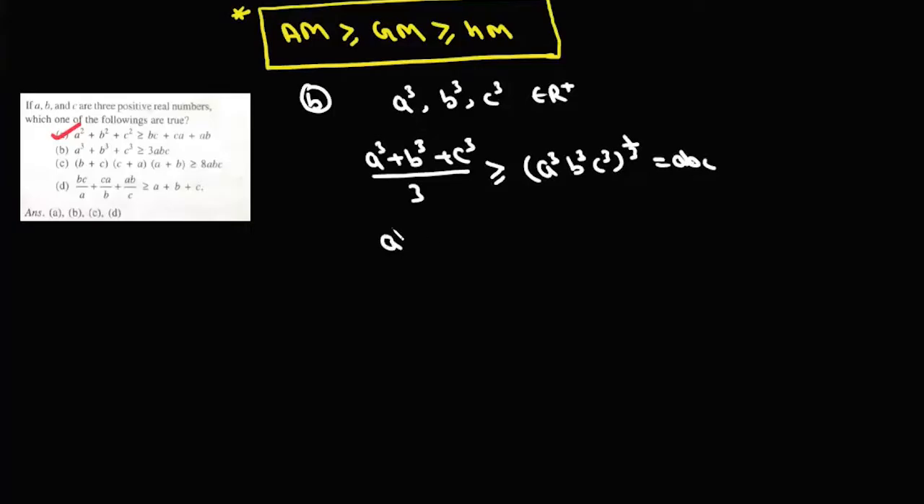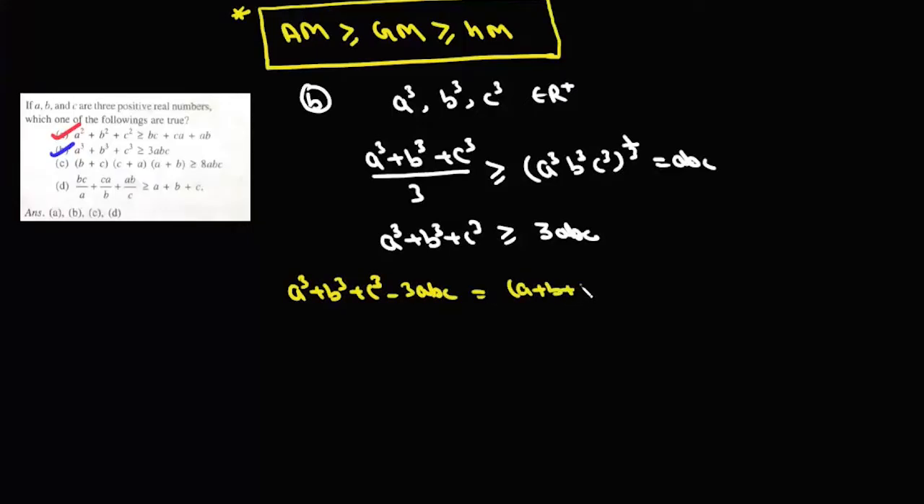So we rearrange, we can write a cube plus b cube plus c cube is always greater than or equal to 3 times abc, which means this option B is also correct. Another way to write this is, we know that a cube plus b cube plus c cube minus 3abc is (a plus b plus c) into (a square plus b square plus c square minus ab minus bc minus ca).